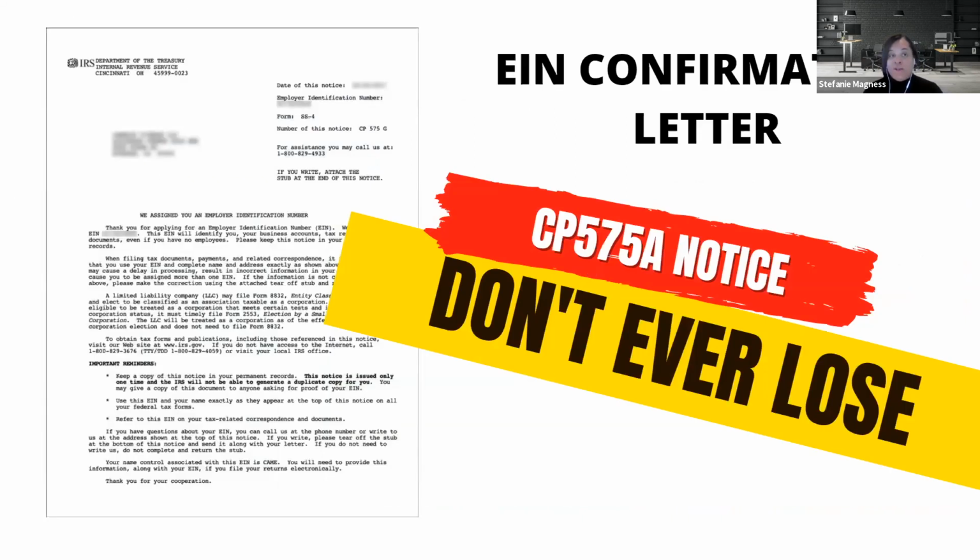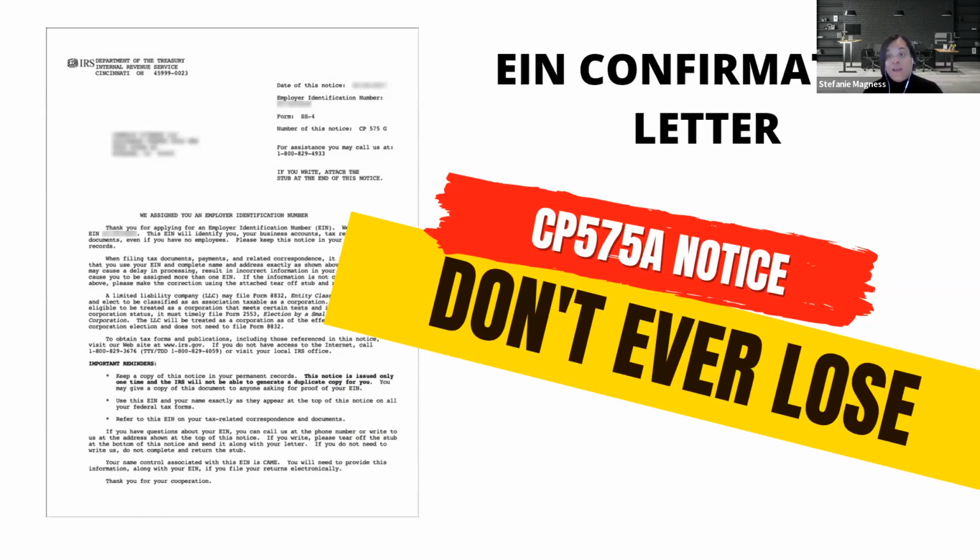Once you get your EIN, you're going to get this notice. It's called a CP 575A notice. The biggest mistake is people lose this. It is really hard to get again. A lot of times nowadays, people don't just want your EIN. They want this letter from the IRS to prove that you do have an EIN and you are authorized to use it. A lot of people have lost this, and it's really hard to get. Most of my clients who have lost it had to go get a new EIN.